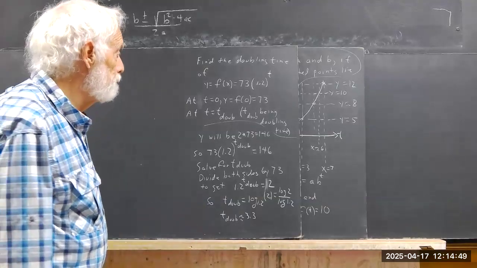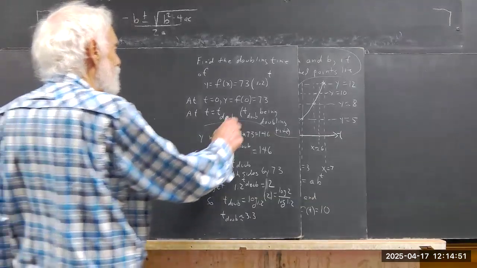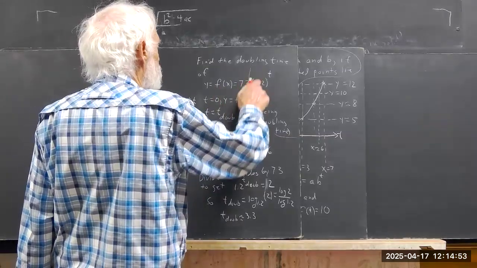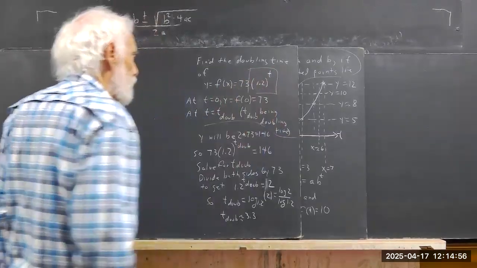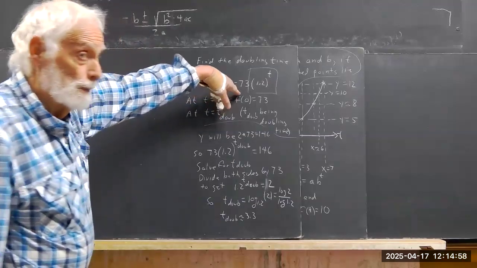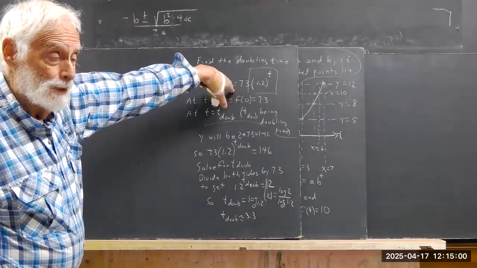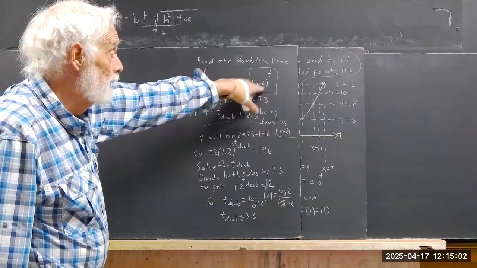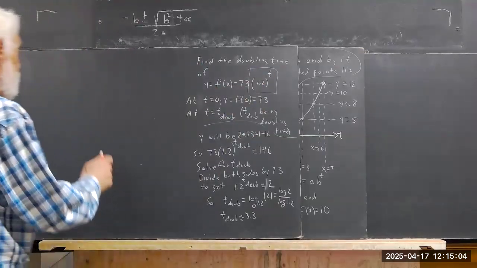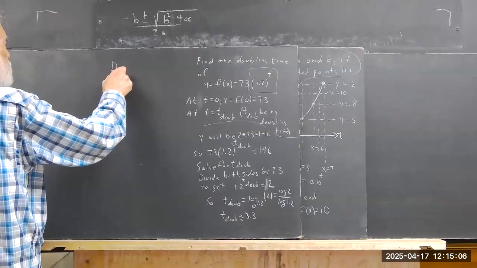And it comes down to, in order for this function to double, this part has to double, and this part doesn't matter a bit. The number out front doesn't matter, it's the base raised to the t. And let's try one more. Doubling time.